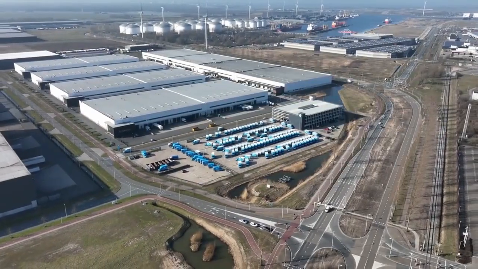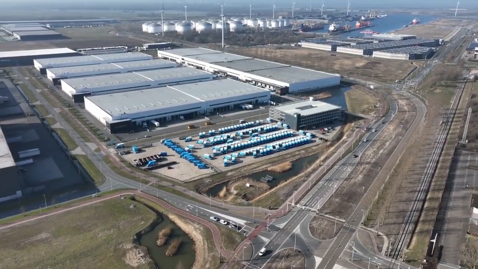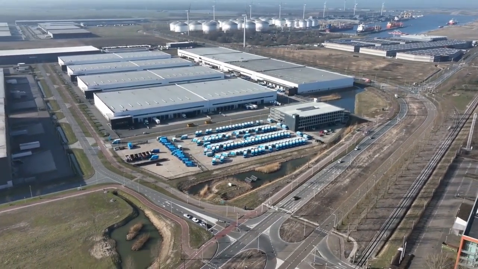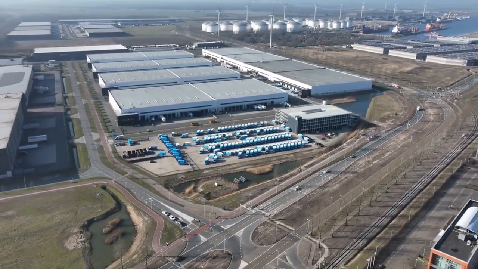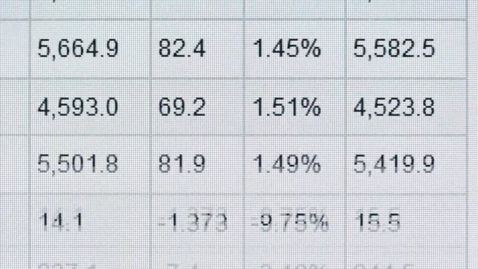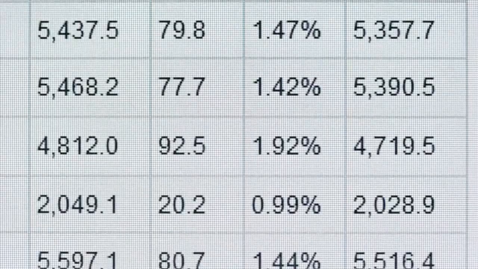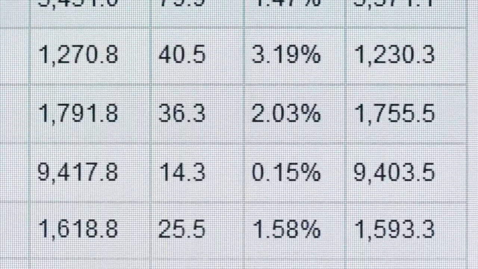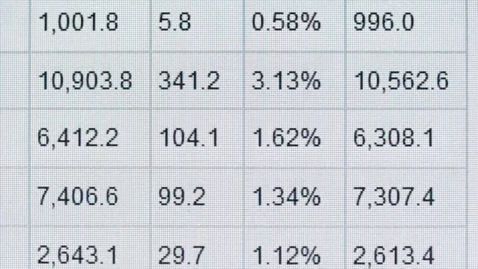means of transportation. Many countries have imposed import duties on cameras and drones sourced from Taiwan. There are no import duties on either cameras or drones shipped to customers in North America. Each year, the company changes the specs for important components, adds or modifies performance features, upgrades the internal software, and introduces new and improved models to compete more effectively. The company's stock is traded on the NASDAQ exchange in the United States, and its financial statements are prepared in accordance with generally accepted accounting principles.